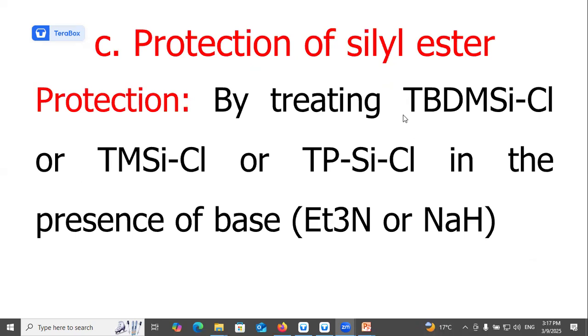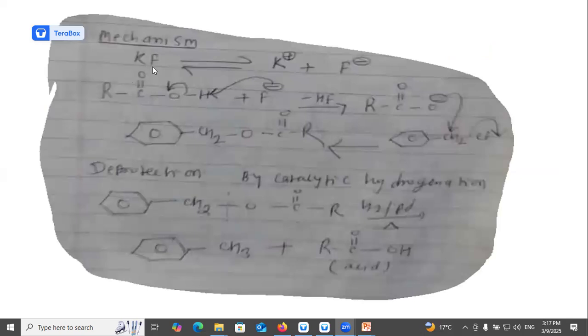By treating with tertiary butyl dimethylsilyl chloride or tertiary methyl silyl chloride, tertiary phenyl silyl chloride in the presence of base or triethylamine or sodium hydride. First of all, potassium fluoride is dissociated, and fluoride attacks this hydrogen and the negatively charged oxygen of the acid attacks benzyl chloride and forms ester.